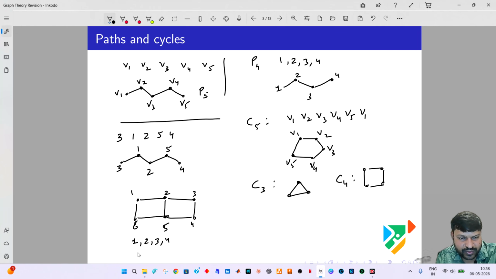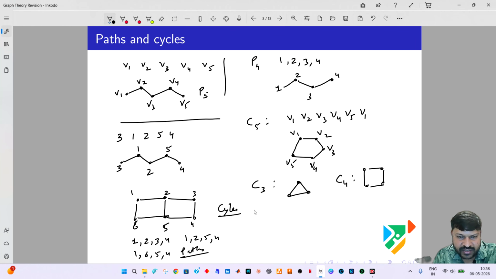Another path from 1 to 4 can be 1, 6, 5, 4. Another path from 1 to 4 can be 1, 2, 5, 4. So you see whatever path you are looking for in a graph, it must contain a sequence of distinct vertices, and that sequence must satisfy the property that consecutive terms are adjacent. Similarly, if you are looking for a cycle in the graph, for example a cycle that starts with 2. These are all paths.